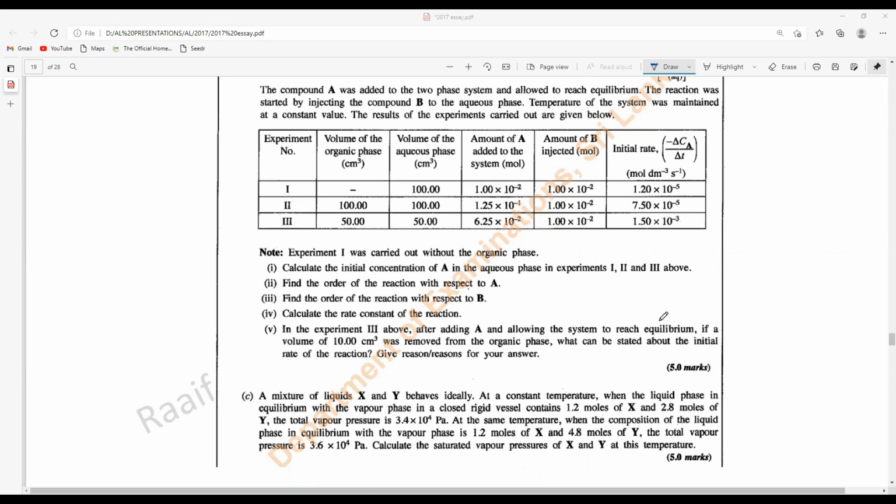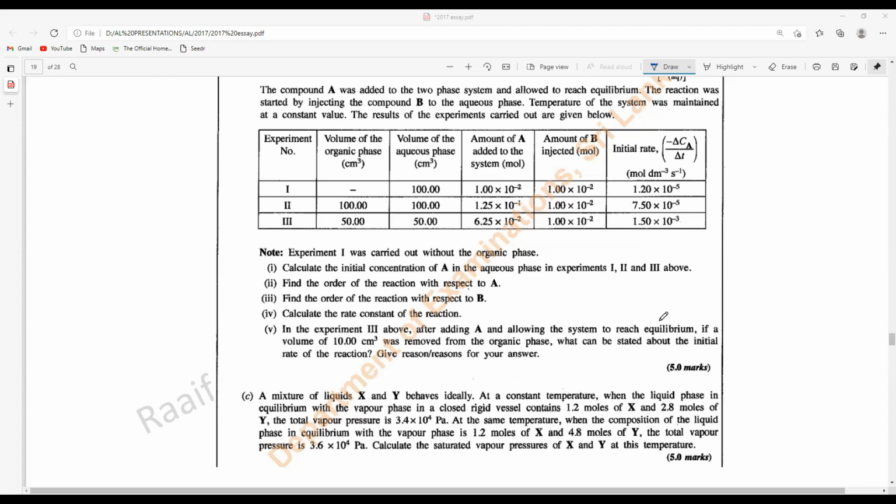Experiment 2, again, now they have the organic. 100 cubic centimeter of the organic, 100 cubic centimeter of the aqueous. So here there is organic and aqueous, but in experiment 1 there is only aqueous, and A added is 1.25 into 10 to the power minus 1 moles of A. B was 1 into 10 to the power minus 2 moles. B is not changed there. This is experiment 2. And experiment 3, I will show you the screen after drawing all these things.